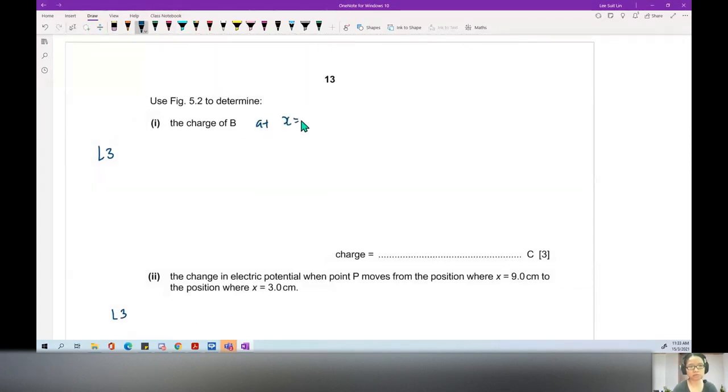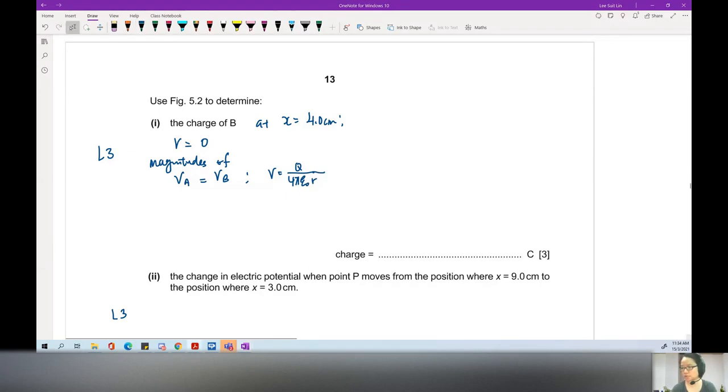At x is equal to 4 cm, V is equal to 0. This means the magnitudes of VA is equal to VB. Also, V is equal to Q over 4 pi epsilon naught r.